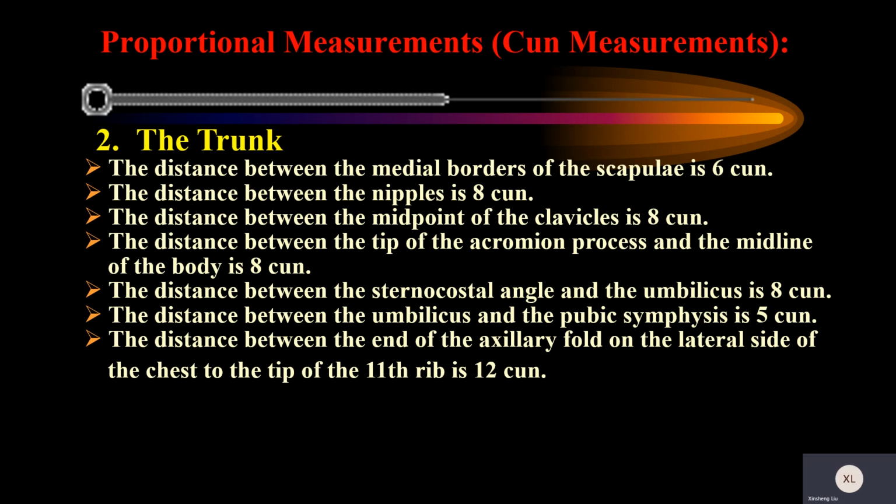The distance between the sternocostal angle and the umbilicus is 8 cun. We know the sternocostal angle is in the middle, along the chest bone, right? The umbilicus is the belly button, 8 cun. So it's the upper belly, right? And the distance between the umbilicus and the pubic symphysis is 5 cun. The umbilicus, the belly button, is easy to find, but for the pubic symphysis you have to palpate a little bit. The distance from the end of the axillary fold on the lateral side of the chest to the tip of the 11th rib is 12 cun. Remember this, because it helps us locate the GB channel and Liver channel points, right? From the axillary fold on the side of the body to the tip of the 11th rib. We know the 11th rib is a floating rib, so we have to palpate to find it.